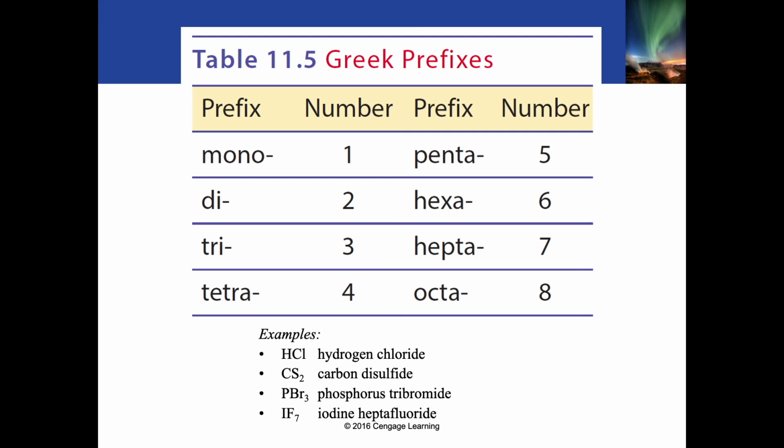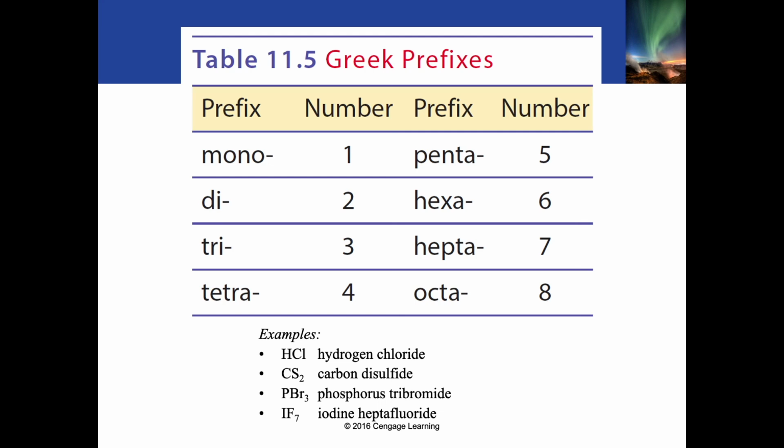Anyway, here we have hydrogen chloride, right? Remember I was talking about hydrogen chloride gas becoming hydrochloric acid in your lungs? That's what hydrochloric acid is before it becomes an acid. It's actually a gas, hydrogen chloride gas. And then we have carbon disulfide because it has two sulfurs. Phosphorus tribromide because it's three bromines, and then iodine heptafluoride, for seven.